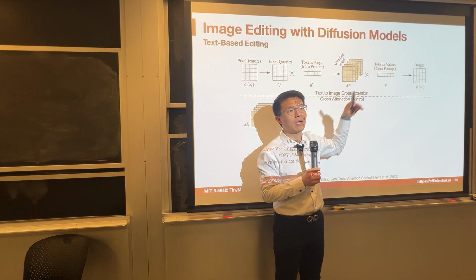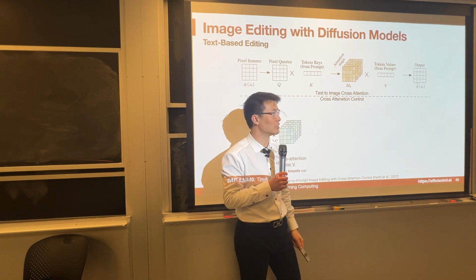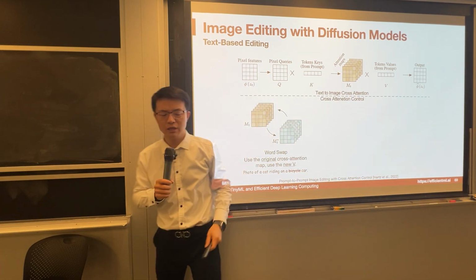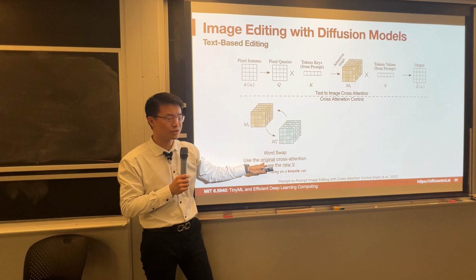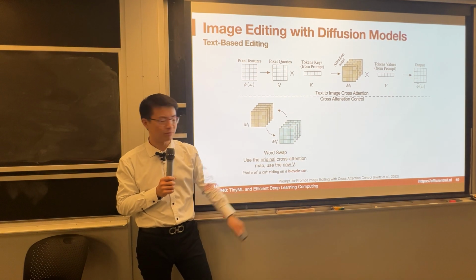so that the cross attention map determines the location. The location doesn't change. The only thing changed is the V. So the original cross attention stays the same. Only use the new V from bicycle to car.